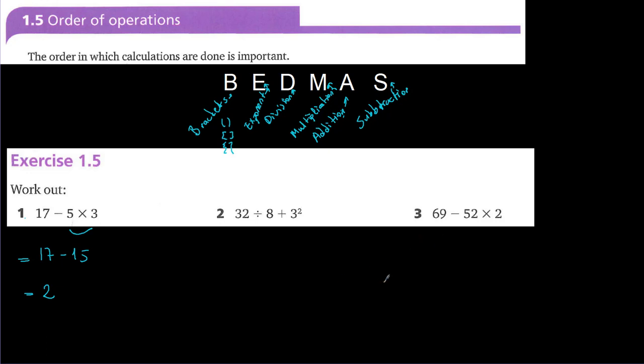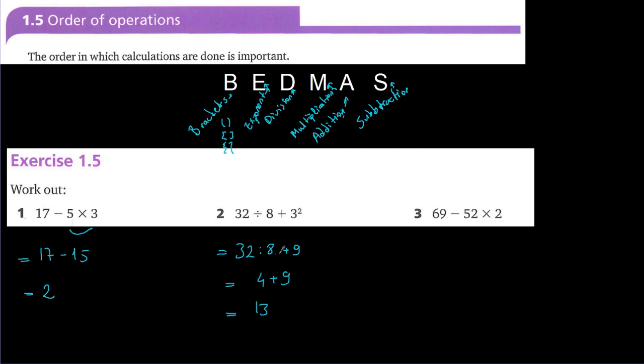Here we have one part where we need to be careful, because we have an exponential expression. We can write: 32 divided by 8 plus 3 squared. Here we have division and addition. Which operation comes first? Division comes first. 32 divided by 8 is equal to 4, and 4 plus 9 is equal to 13.